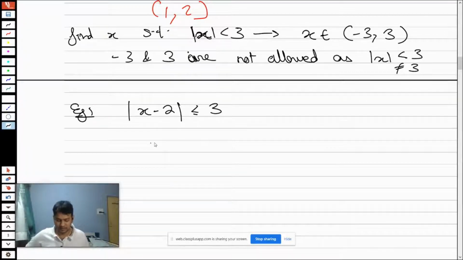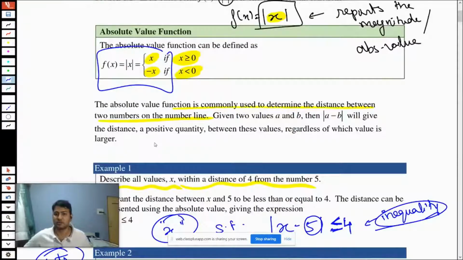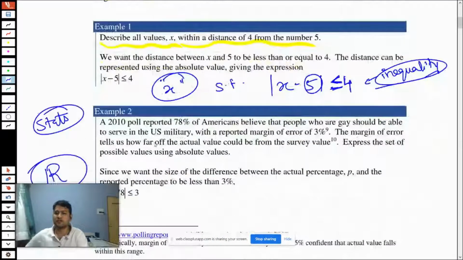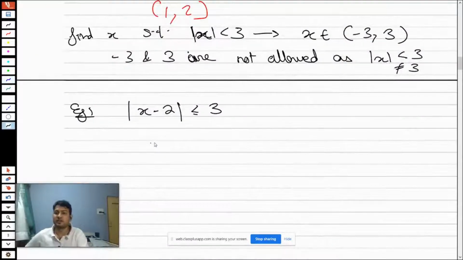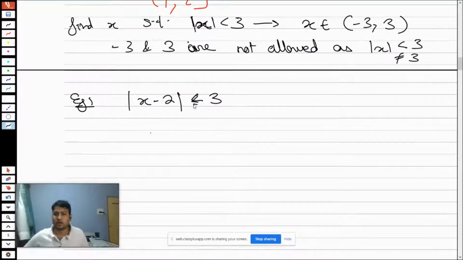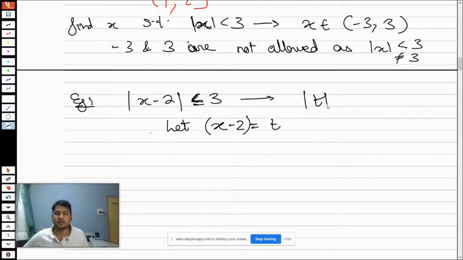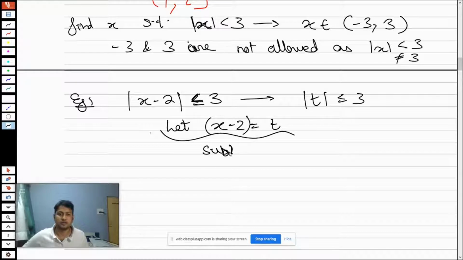Less than or equal to 3. Let's say I'm interested in solving this kind of situation. So I'm getting closer to the kind of problem that I'm going to solve here. Mod of x minus 2 is less than or equal to 3. So how do I solve this? The way to solve this is, let x minus 2 equal t. Then this equation becomes mod of t less than or equal to 3. Right, so this is called substitution. This technique is called substitution.